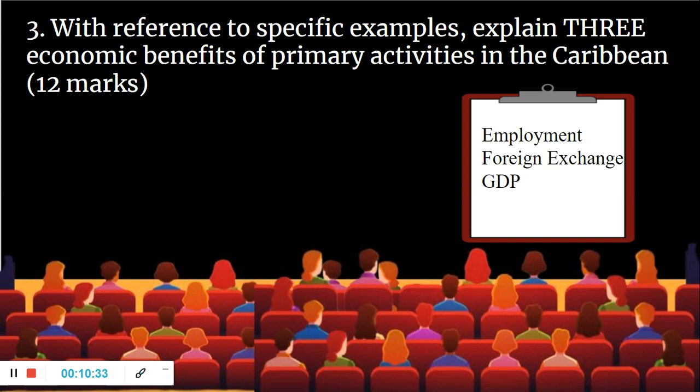And so the third thing you could talk about is GDP, which is gross domestic product. It is the total money value of all the goods and services that are produced by a country within a year. All right. So if you state GDP, you might be able to get a mark for that. And maybe if you give the definition of GDP, you might be able to get another mark.